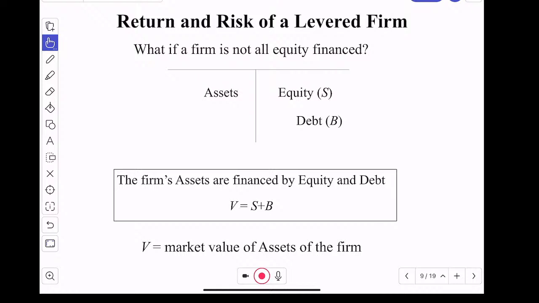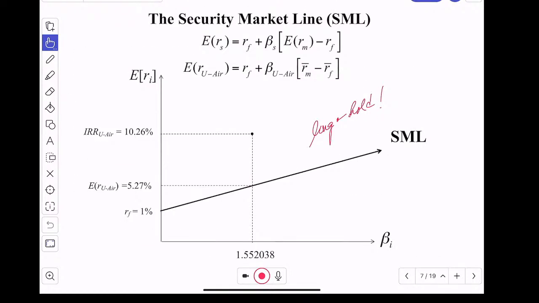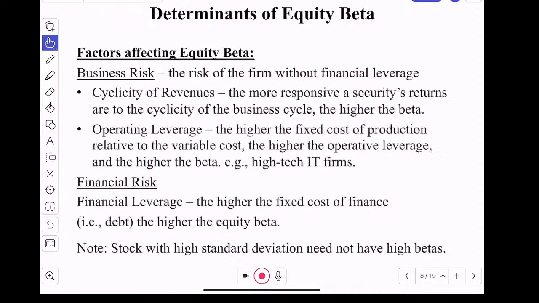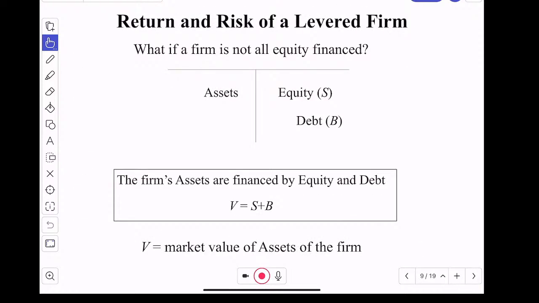So we talked about computing the expected return to an all-equity firm. But what if a firm is not an all-equity firm? What if it also issues debt? So it finances with equity and debt.